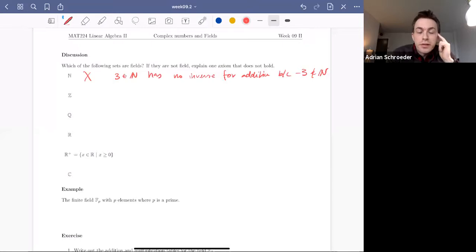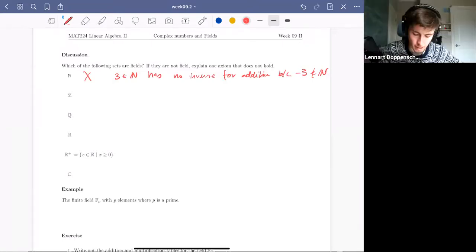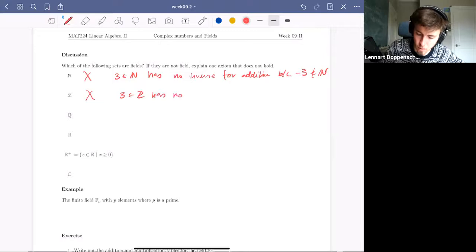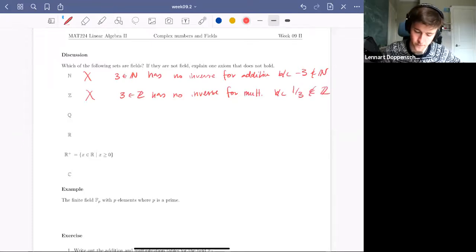Yeah, I think the integers aren't either because they don't have the multiplicative inverse. Yes, exactly. So if you define multiplication just in the usual way, we multiply two integers, then there's a problem because say 3 is in Z, but it has no inverse for multiplication, because 1/3 is not an integer. What about Q?